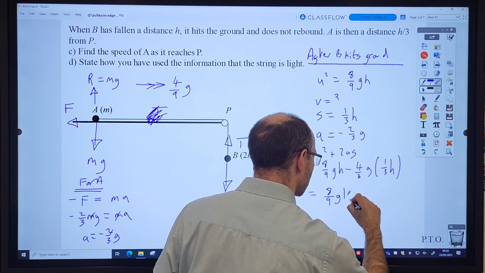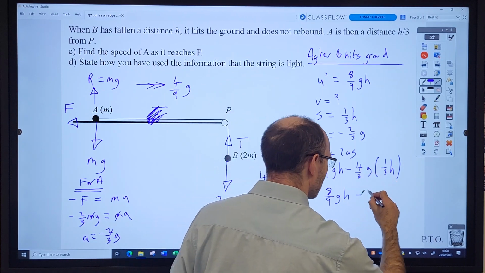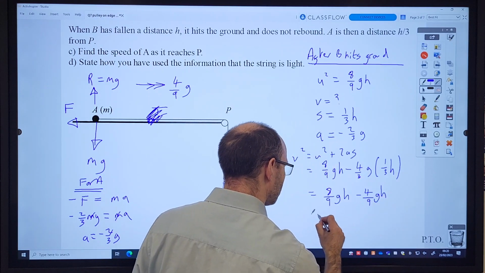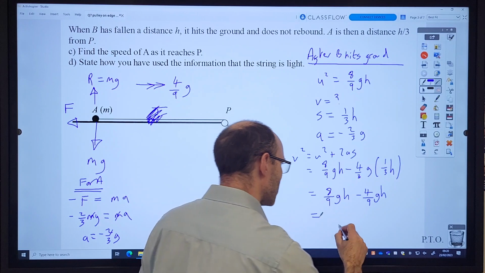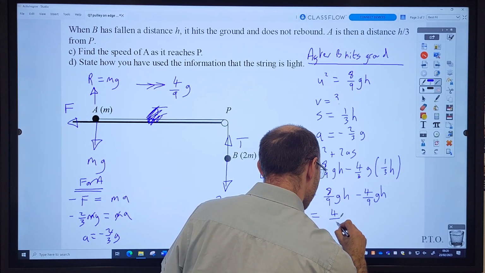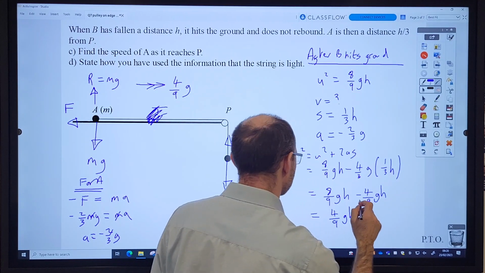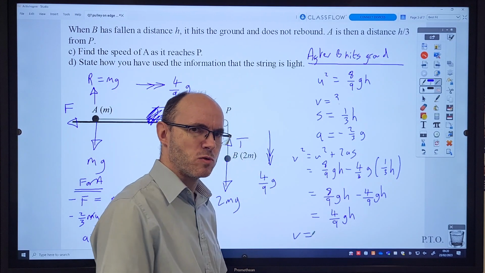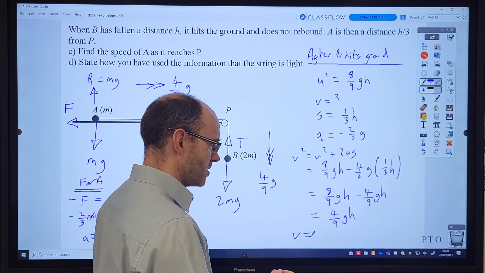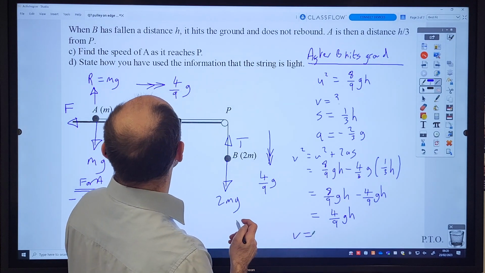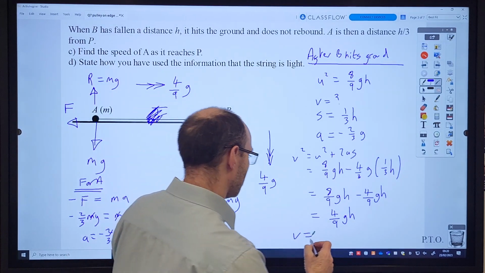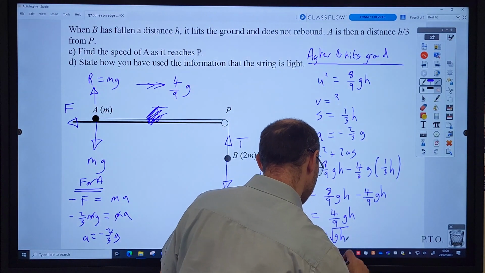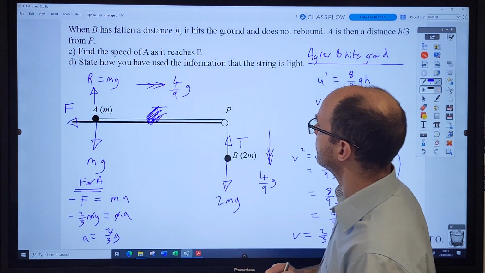So 8/9 gh, subtract, that will be 4/9 gh. So 8/9 subtract 4/9 is 4/9 gh, and that's what v squared is. So v is equal to the square root of that. So 2/3 times root gh. I think that will be fine as an answer.